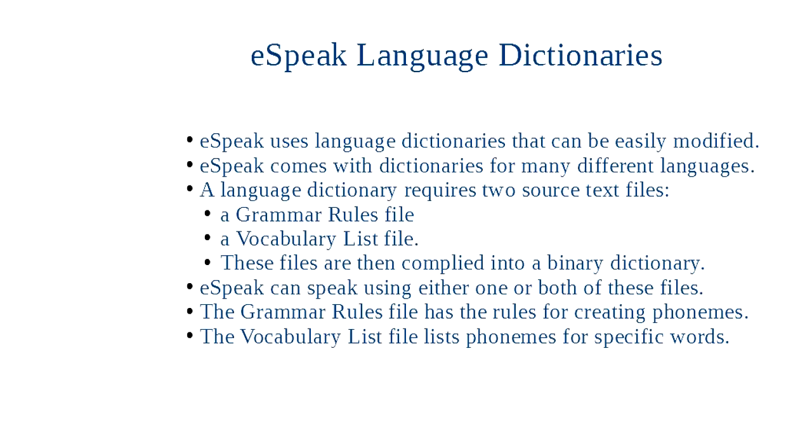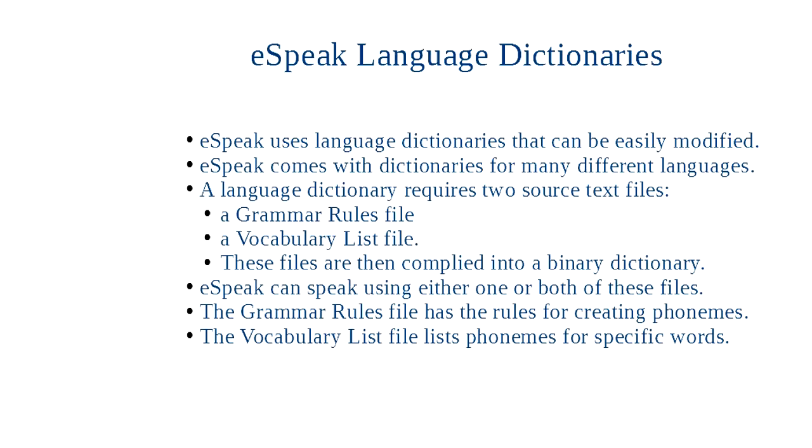eSpeak language dictionaries. eSpeak uses language dictionaries that can be easily modified. eSpeak comes with dictionaries for many different languages. A language dictionary requires two source text files, a grammar rules file and a vocabulary list file. These files are then compiled into a binary dictionary which is used by the eSpeak program. eSpeak can be used with either one or both of these files. You need to create both files in order to compile them, but one of the files could actually be empty.